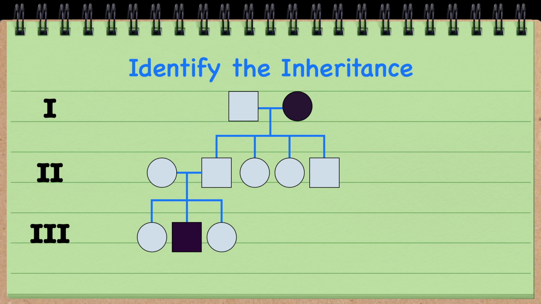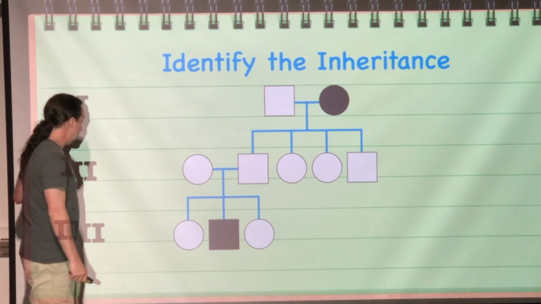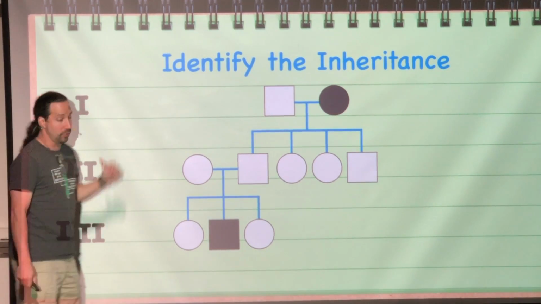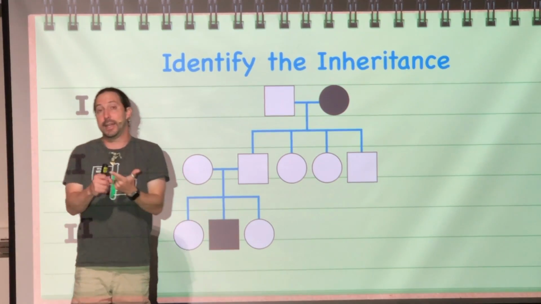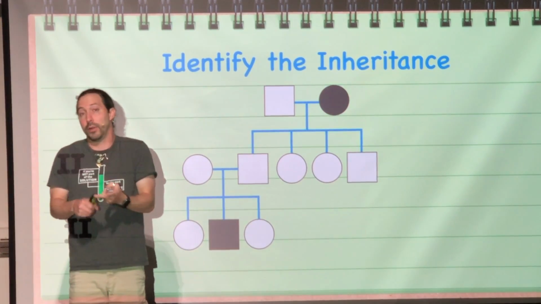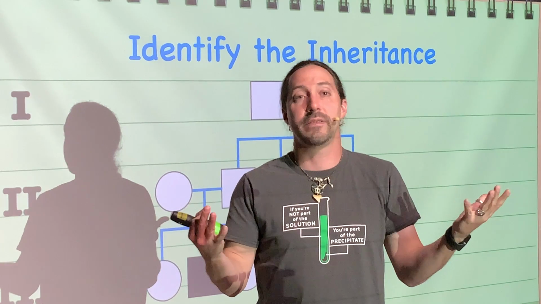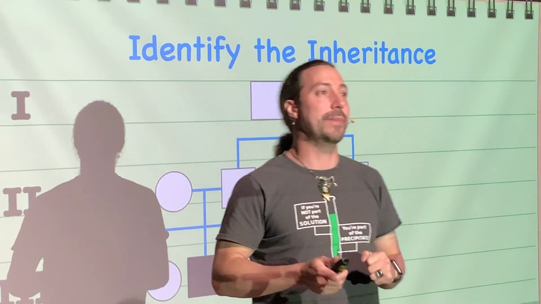Let's do another one. Identify the inheritance for this one. In this, we have it showing up in individual 1-2 and in individual 3-2. What type of inheritance pattern is this? Is it X-linked or is it autosomal? Is it dominant or is it recessive? I'll tell you in just a minute.